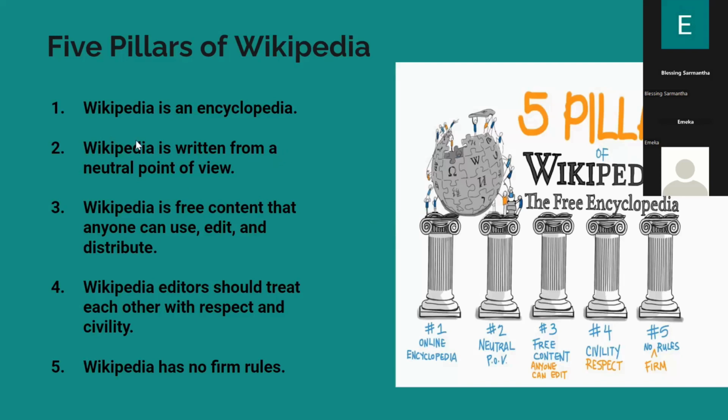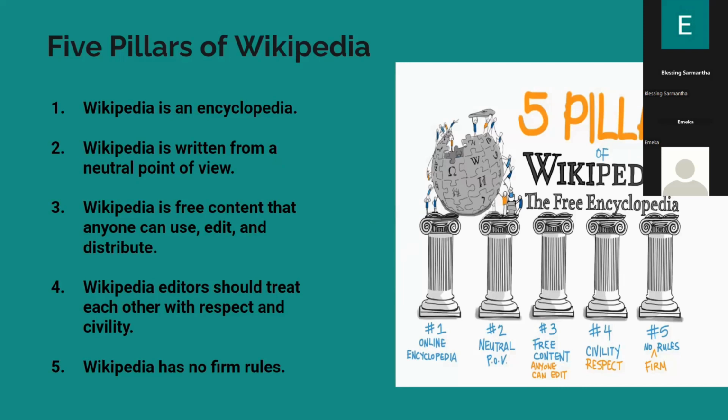I've talked about it. Then the second pillar, it is written from a neutral point of view. And I've explained that, okay, when you write on Wikipedia, it has to be very neutral. You don't write and say your own point of view, like Nigeria is the best in Africa. Nigeria is the giant, because it is the giant of Africa, automatically it is the best in the whole of Africa. Or you just feel like South Africa is the best in Africa, or Ghana is the best. Like, you don't write from your own point of view.